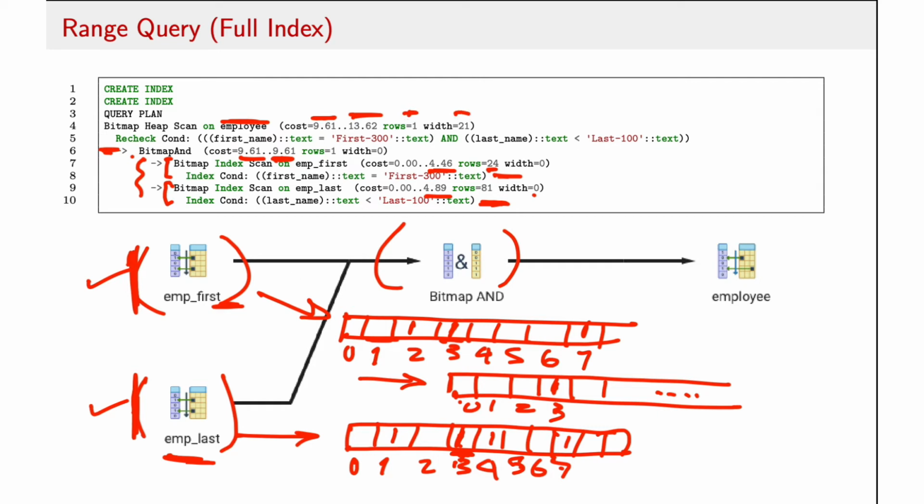So again, the lower level nodes, the things that are more indented in this textual representation, are responsible for creating data structures that allow the higher level nodes, as we move our way up in the query plan, to do their job more efficiently.